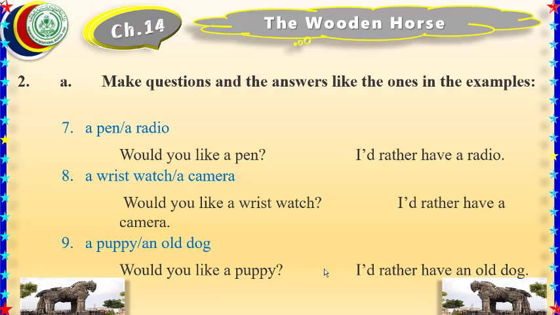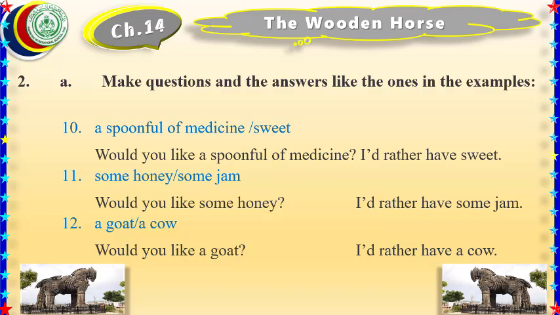Dear students, these were first 9 parts of this exercise. This is part number 10. A spoonful of medicine, sweet. Would you like a spoonful of medicine? I'd rather have sweet. Some honey, some jam. Would you like some honey? I'd rather have some jam. A goat, a cow. Would you like a goat? I'd rather have a cow.